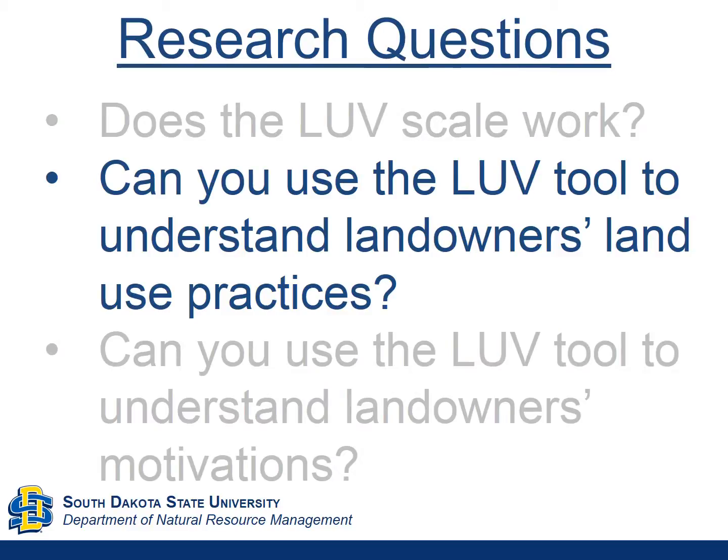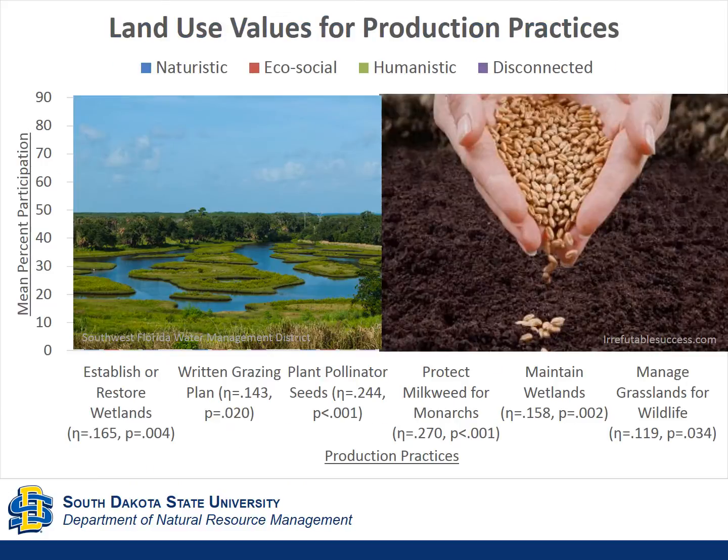Now that we know that the land use value scale works to differentiate the values landowners have for their land, I wanted to see if I could use the scale to understand landowners' land use practices. We asked landowners about specific land use practices like establishing or restoring a wetland or planting pollinator seeds. We looked to see the relationships between doing each practice and that person's land use value type. For the extremes, we expected to find people with a naturistic land use value type to participate in more conservation-friendly behaviors than those with a humanistic land use value type.